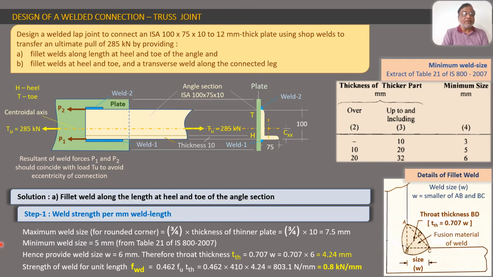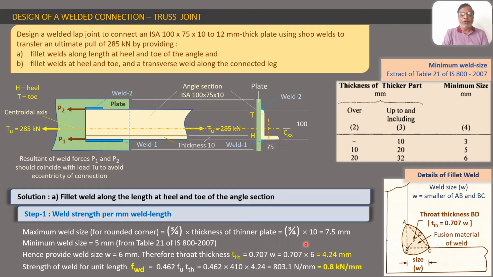That is the size of the weld. So, maximum weld size for a rounded corner: you will see here that the corner of an angle section is rounded and you are putting a weld above that. So for rounded corners, the maximum weld size is 3/4 the thickness of the thinner plate.